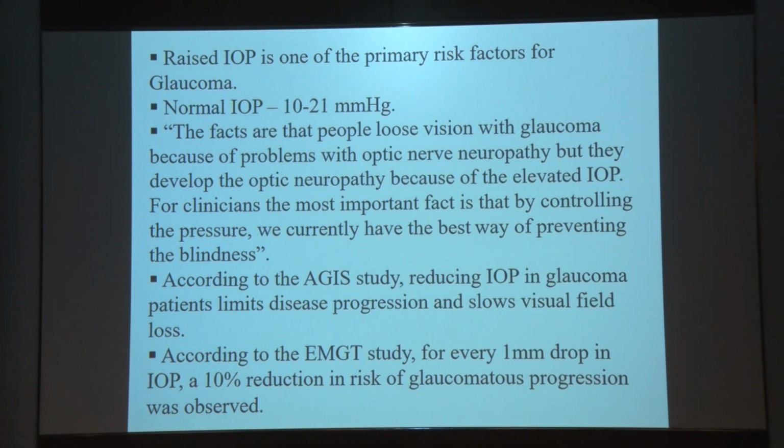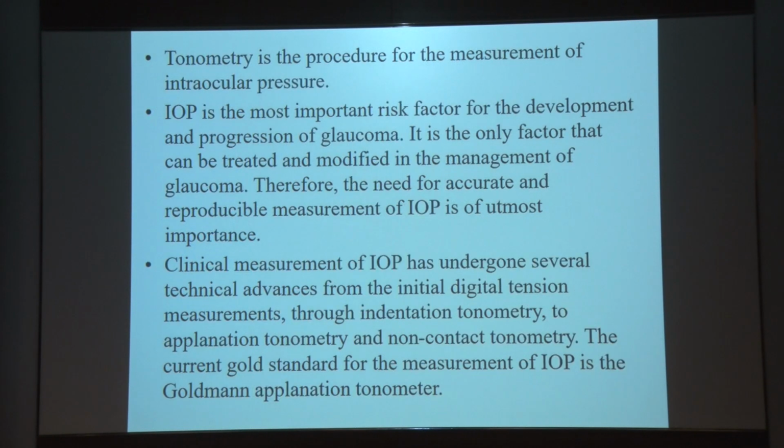the blindness. According to the Advanced Glaucoma Intervention Study, reducing IOP in glaucoma patients limits disease progression and slows down the visual field loss. According to the Early Manifest Glaucoma Trial, for every 1 millimeter drop in IOP, a 10% reduction in risk of glaucomatous progression was observed.